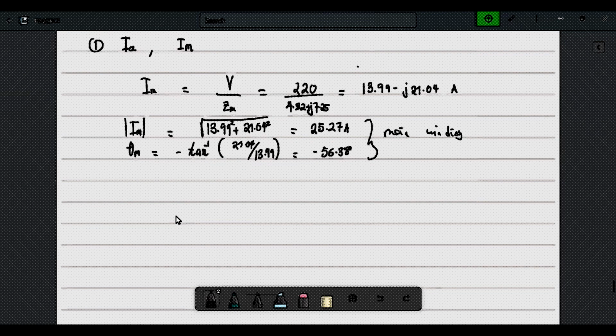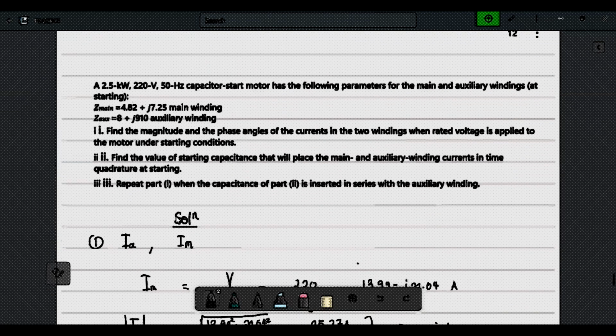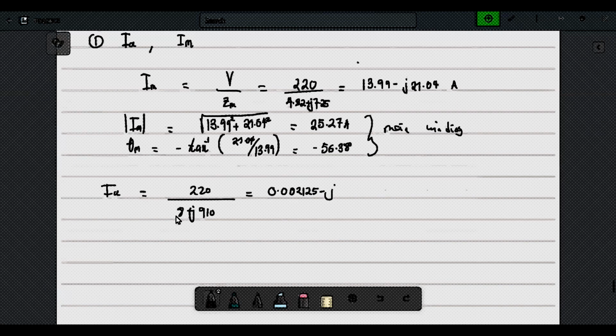Okay, we do the same thing for the auxiliary winding, IA. So for IA, this voltage is the same, 220. The impedance of the auxiliary winding is 8 plus j90. Okay. And then this gives us about 0.002125 minus j0.2417 amps in rectangular form.